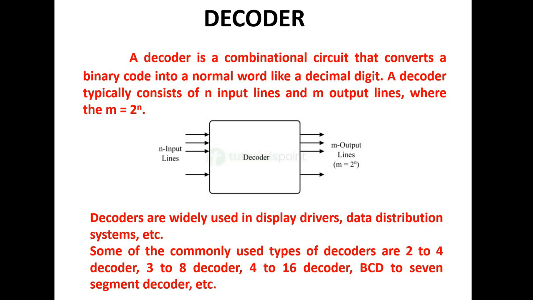For example, in 2 to 4 decoder, the input lines are 2 and the output lines are 4. In 3 to 8 decoder, it consists of 3 input lines and 8 output lines. The 4 to 16 decoder consists of 4 input lines and 16 output lines.